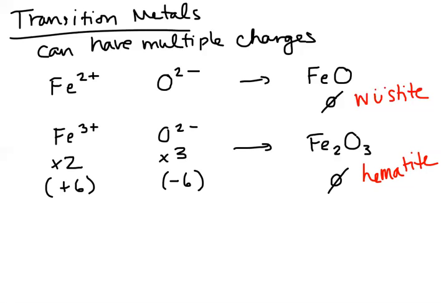Yes? One of them is more stable than the other. Hematite is more stable than wustite. Wustite tends to degrade into actually a different iron compound. Yeah, excellent question.